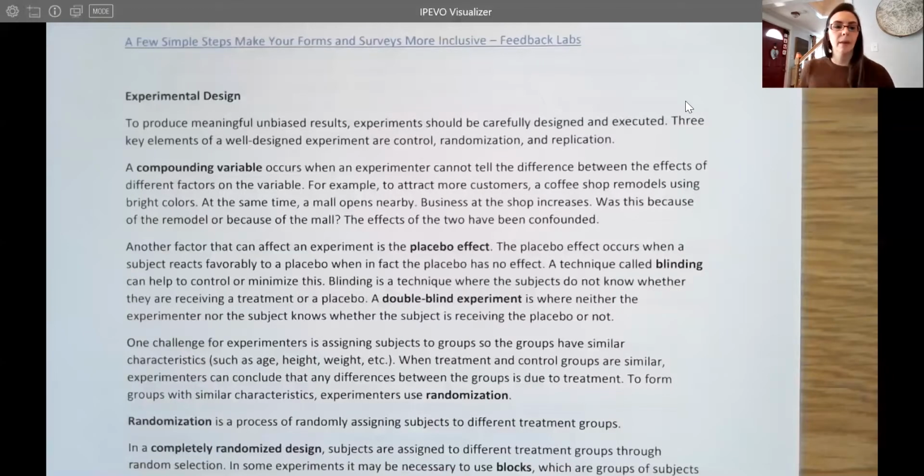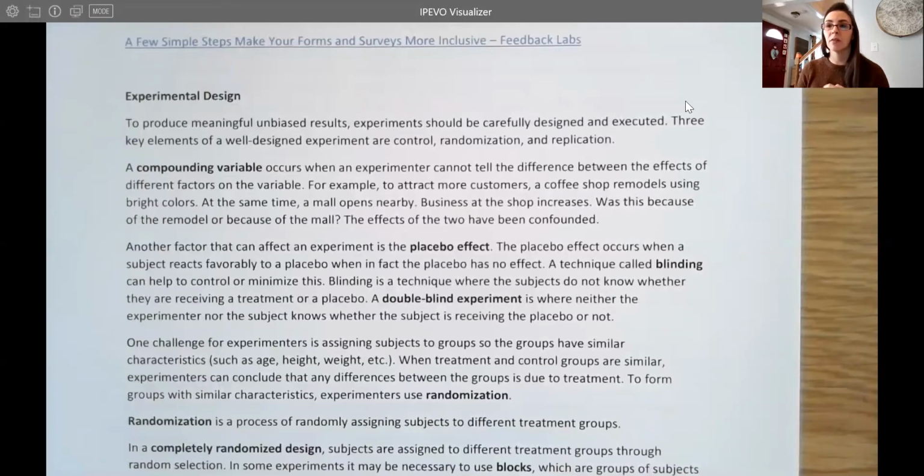Next, we're going to talk about experimental design. So to produce meaningful, unbiased results, experiments should be carefully designed and executed. So when I say unbiased, I mean I want my sample to be representative of my population. If it's not, then it's biased, right?